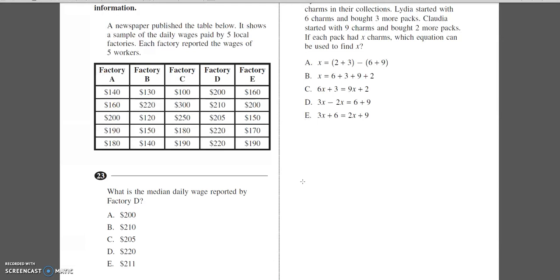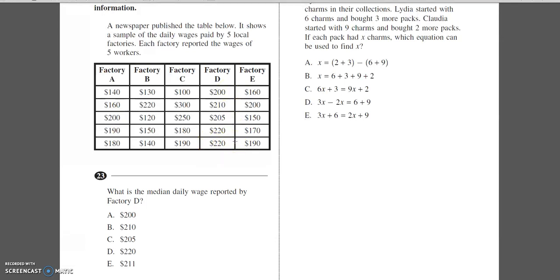The median means the middle range, okay, the middle wage. So to find the median, we look at the highest and the lowest. Our lowest is 200, our highest is 220. We have 220 reported twice here, okay? So what we're going to do is take out the 200, so pretend like I'm marking it out, and we're going to take out the 220.